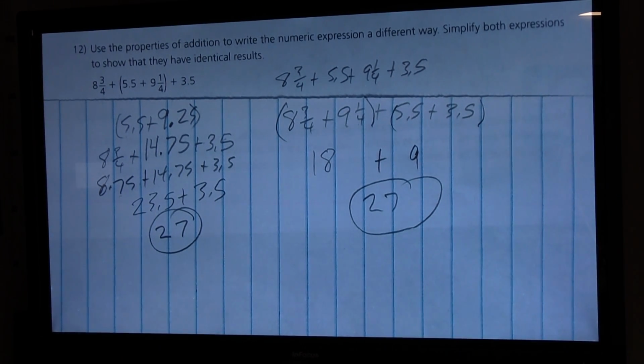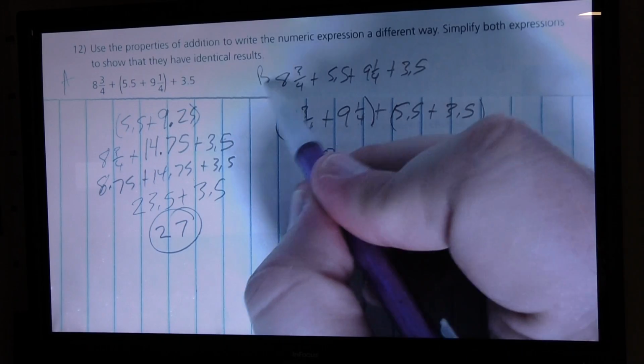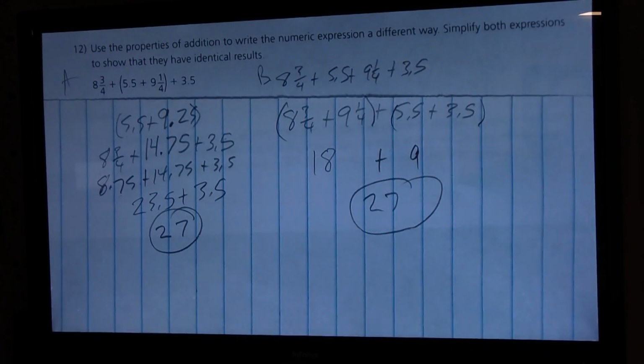But let me ask you a question, boys and girls. Which was quicker and easier? This is the first one, A. This is the second one, B. Which was easier, A or B? B. B was a whole lot easier.